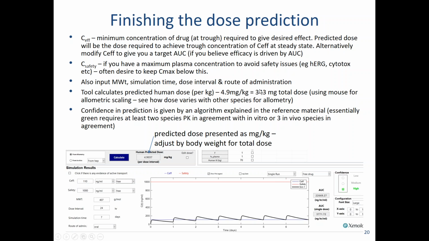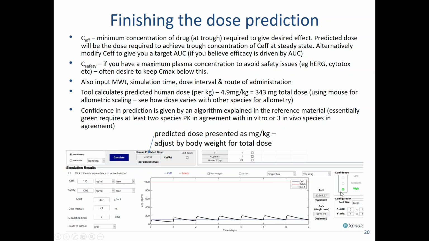And of course, this value here is based on the input CSV file that I showed you, and is assuming that you used mouse for the allometric scaling. As I mentioned, this is a sort of idealized data set, but if you use rat or dog, you'll see how the predicted dose changes.